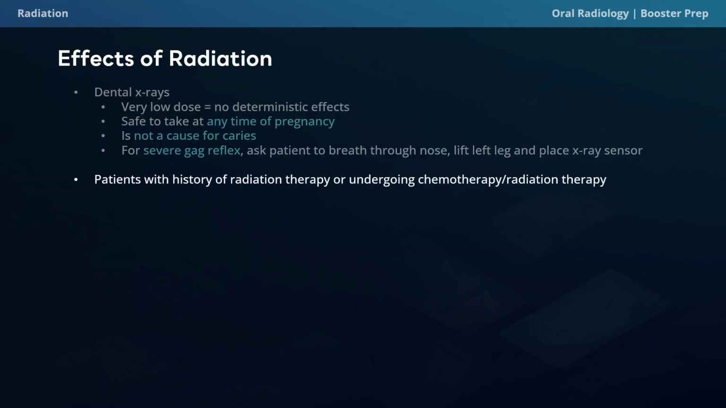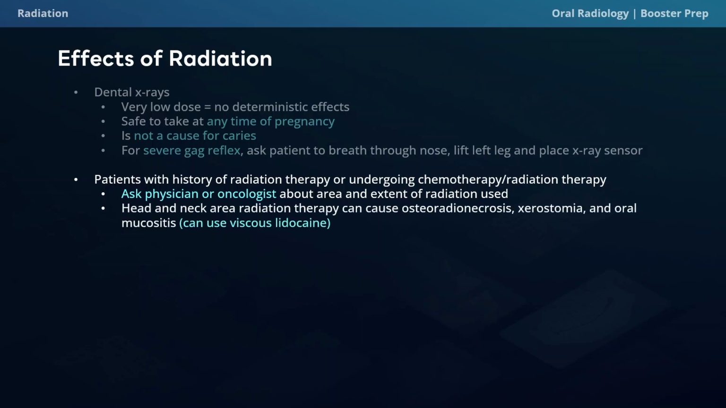Now, you may have patients that come in with a history of radiation therapy relating to cancer or other health problems, and in these cases, it's really important to take some precautions and be aware of what they may present with. So asking the patient's physician or oncologist about the area and the extent of radiation used is crucial.